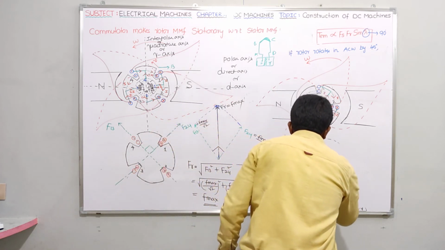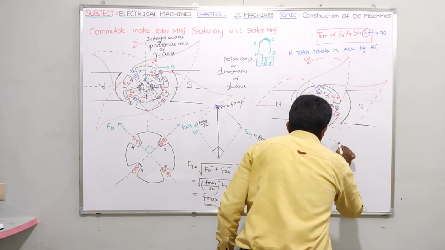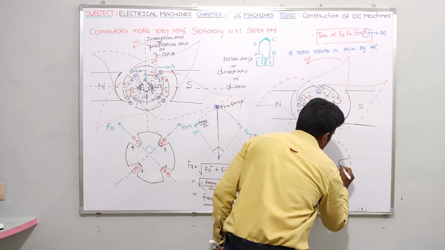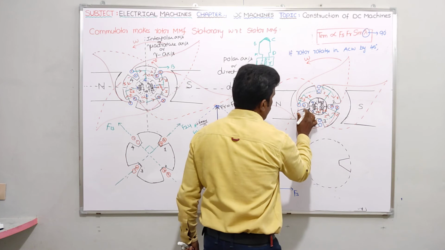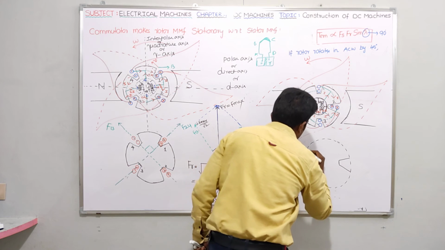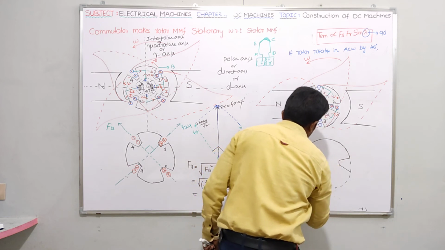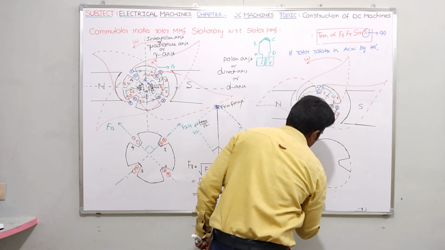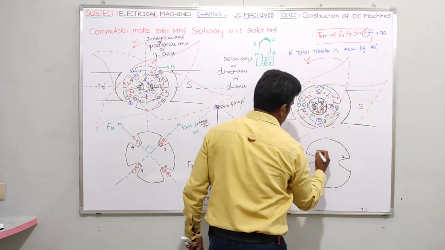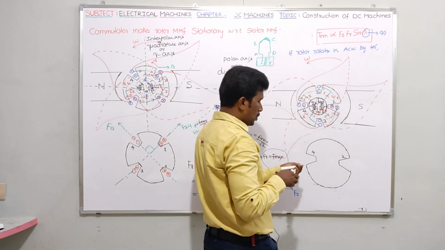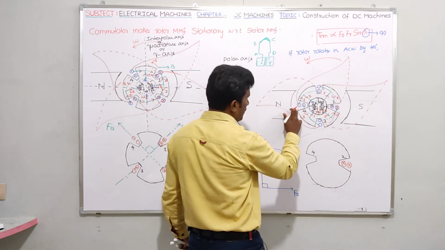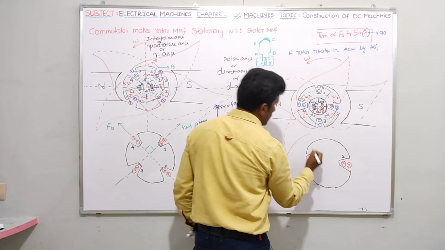We are just going to complete the topic and conclude here. Slot number 2 is this one, and slot number 4 is this one. Please indicate slot number 2 and slot number 4. What is the direction of current in slot number 2? I can say cross, here also cross. Direction of current in slot number 4: dot, here also dot.